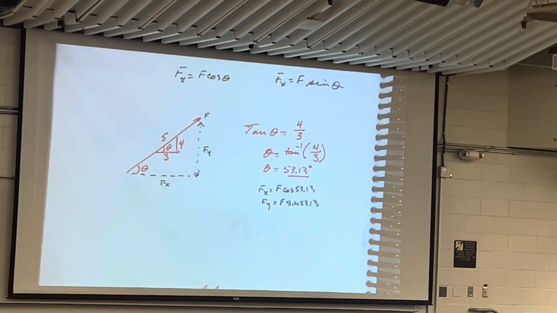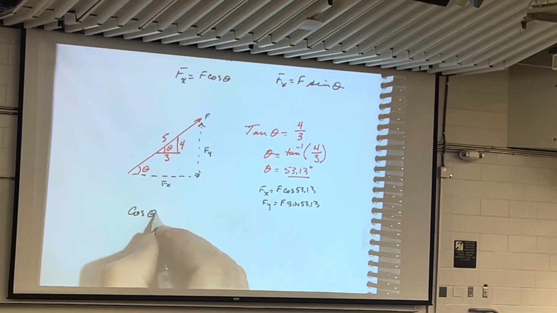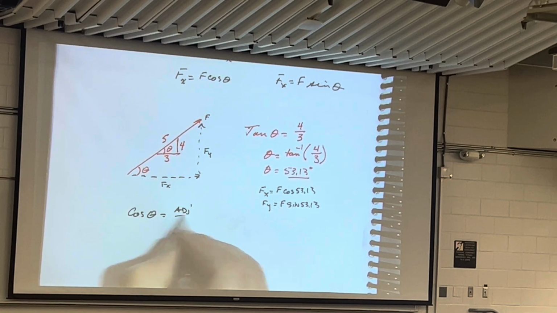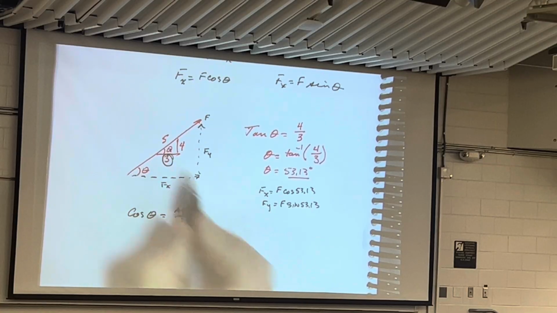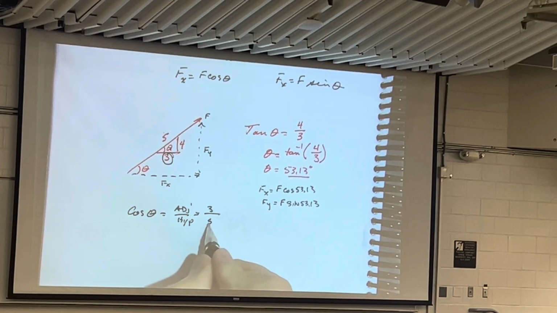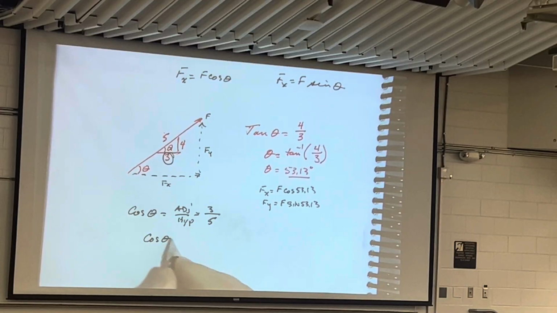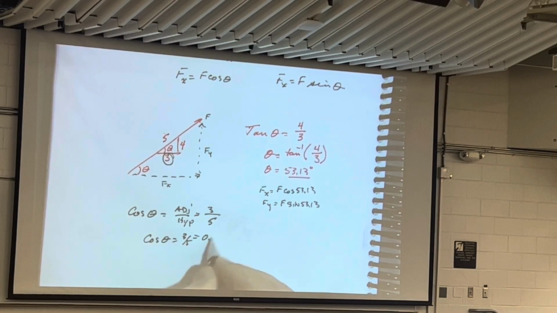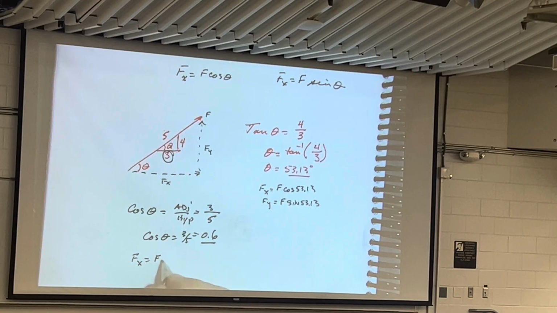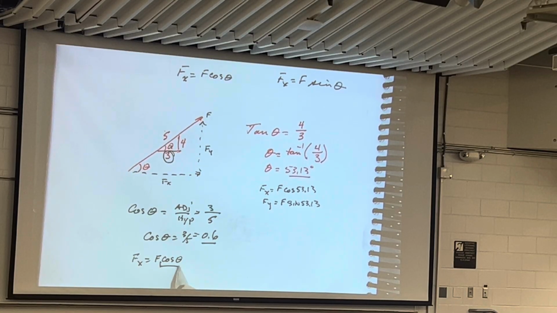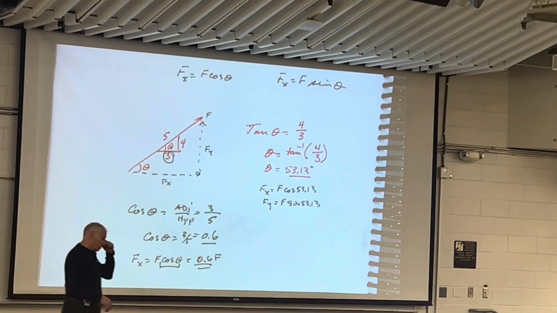The other way to do it is to say, listen, cosine of theta is adjacent over the hypotenuse. The adjacent to this angle theta here is the 3. The hypotenuse is the 5. So technically, cosine theta is 3/5, which is 0.6. Agreed? And I know Fx is really F cosine theta. This is 0.6 times F. I now have the x component.